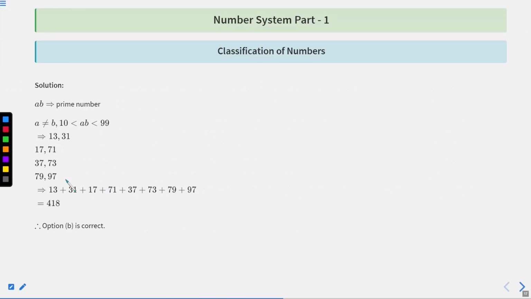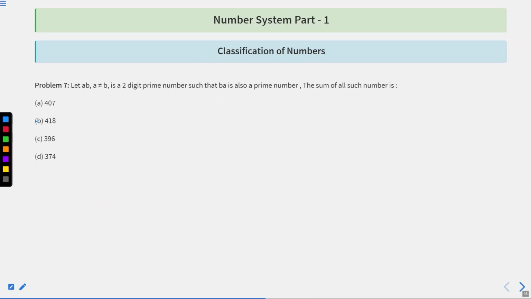So what do you have to do? Just take these numbers and take the sum, and it will be 418 for you. So which option is correct? 418, option number B.